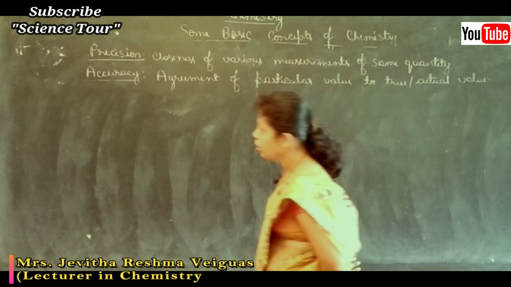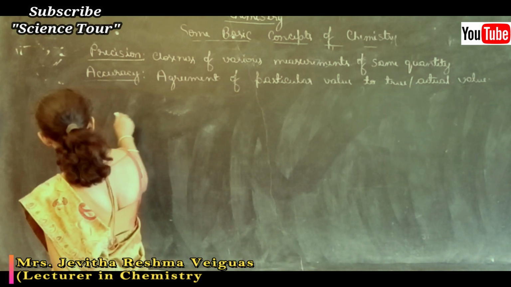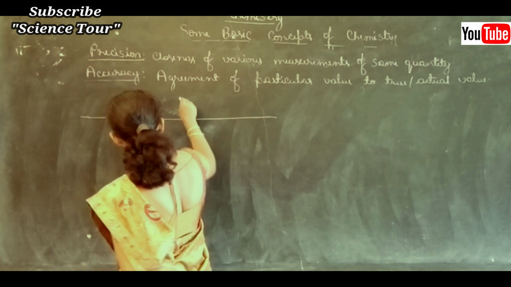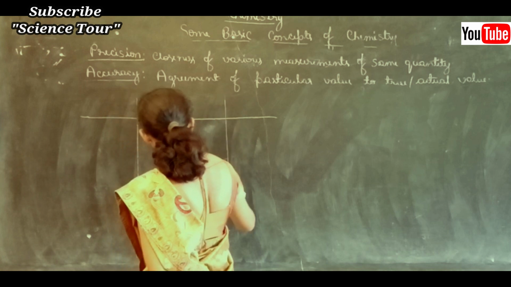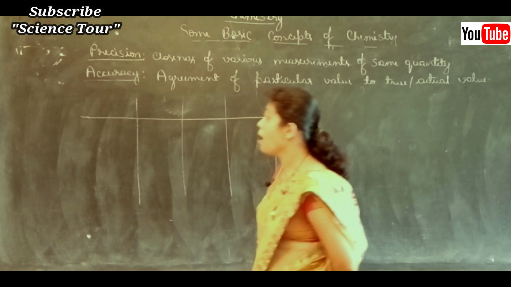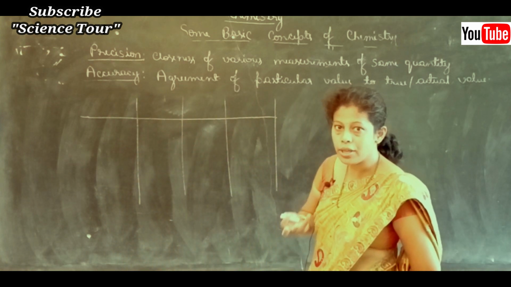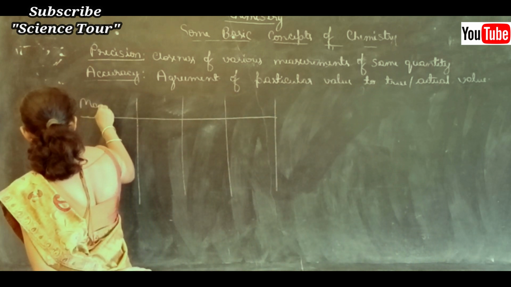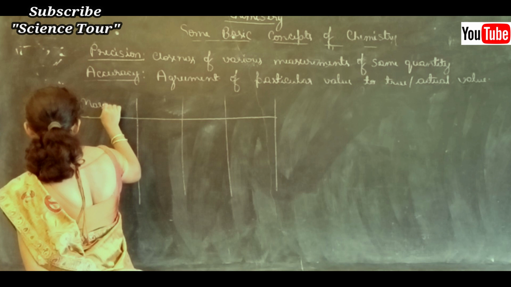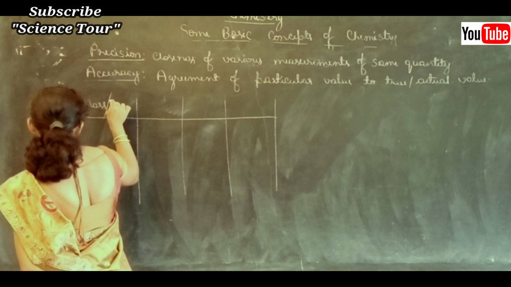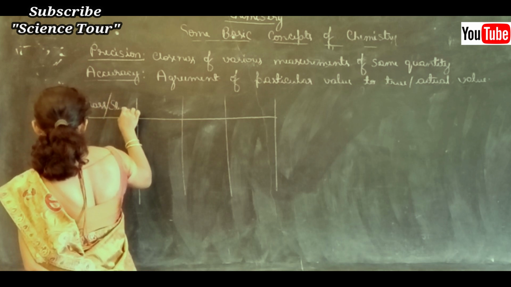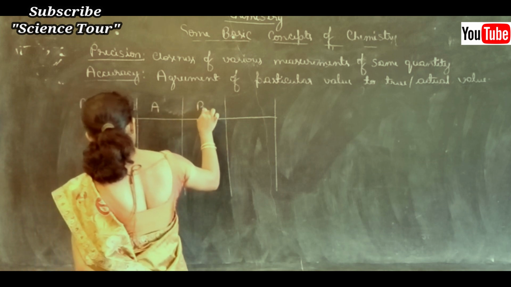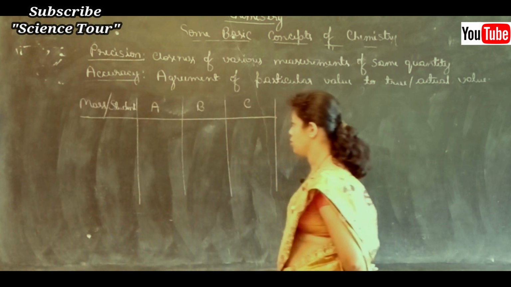Let's study. We are finding out the mass of a substance. We are measuring mass. Who and all are measuring? Student A is measuring, student B is measuring, student C is measuring.